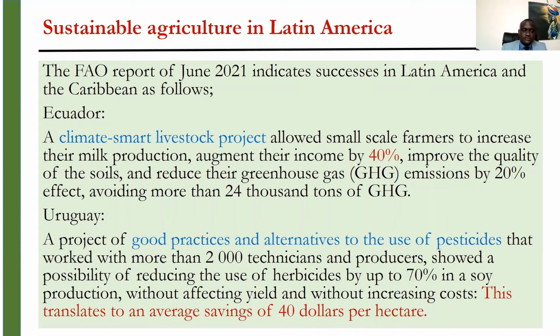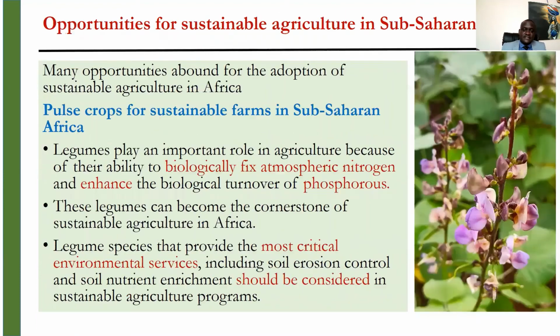The other example is Uruguay, and here a project of good practices and alternatives to the use of pesticides that worked with more than 2,000 technicians and producers showed a possibility of reducing the use of herbicides by up to 70% in soy production cycles. This is without affecting the yield and without increasing costs. So this is really good because it translated into an average savings of about $40 per hectare.